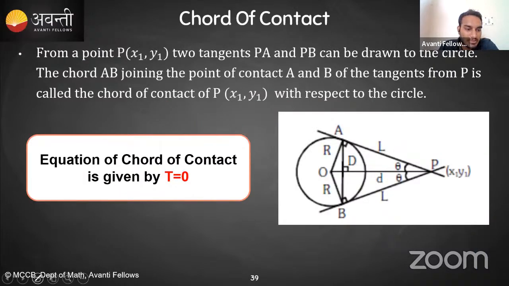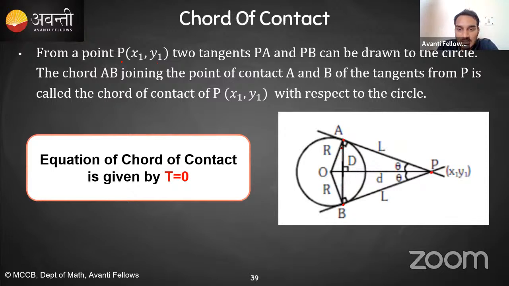So what is the chord of contact? Let's say from a point P, x1 comma y1, and this point P is an external point, lying outside of the circle. As we already know, from this point P two tangents can be drawn to the circle. So let's say the tangents PA and PB are drawn to the circle. Clear so far? The points of contact of these tangents are A and B.